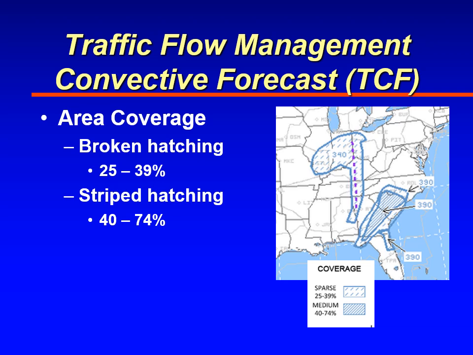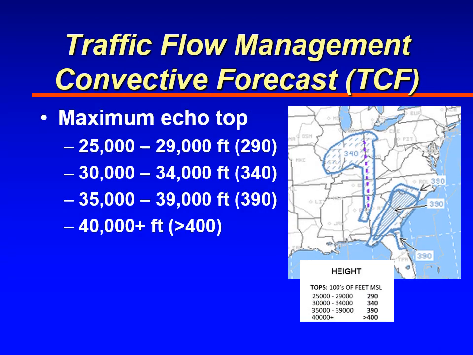But if you have striped hatching, which is more closely spaced lines, and they're solid lines, that means that you have medium coverage, which means between 40 to 74% of that area is covered with thunderstorms. So there's more storms across that region. They also put the tops, and they don't give you an exact height, they just give you a range of heights. For example, if you see 340, that tells you the storms are going to be between 30,000 and 34,000 feet. So those are the different altitudes and the different ranges. The TCF has a key, so you don't have to memorize all this stuff. Usually you just look at the key and it tells you what's going on.